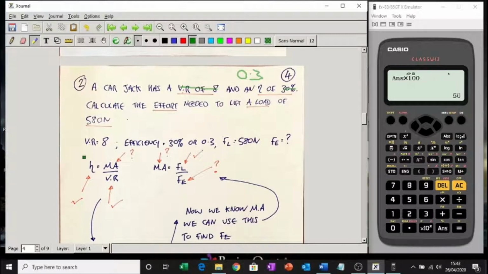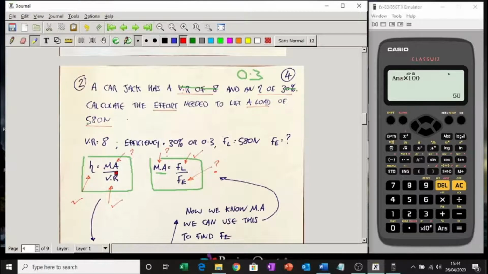So here's a formula. We know that formula, and we know this formula. We know the efficiency. We know the velocity ratio. We don't know the mechanical advantage. So if we can work out the mechanical advantage, we can then find FE, because once we know MA, and we know FL is 580, we can rearrange this formula to find FE.